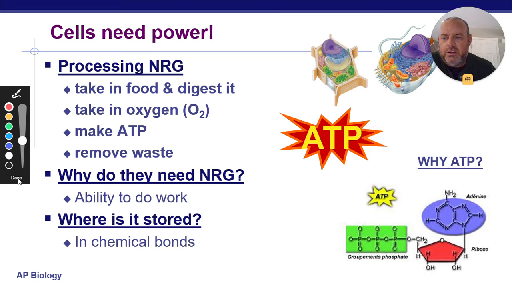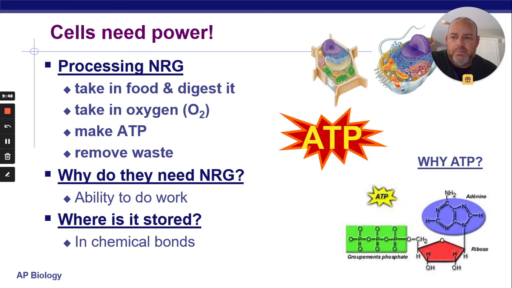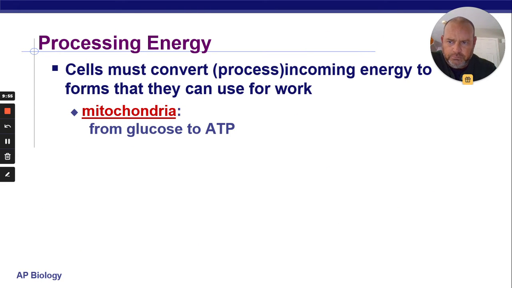What happens is, we're going to get into this, but the energy is stored in the bonds between those phosphates. And that's how it becomes kind of like a rechargeable battery. So cells have to do this converting, right? They have to convert or process the incoming energy into forms that they can use.